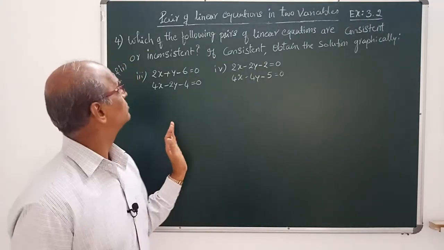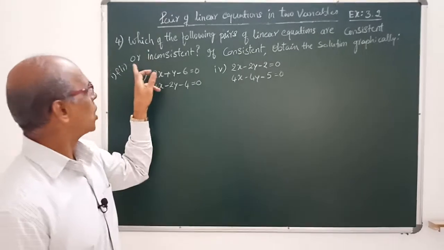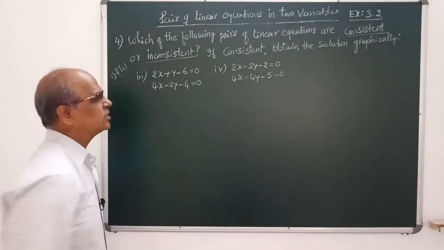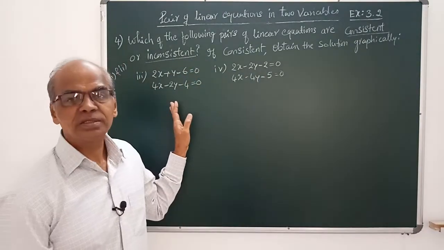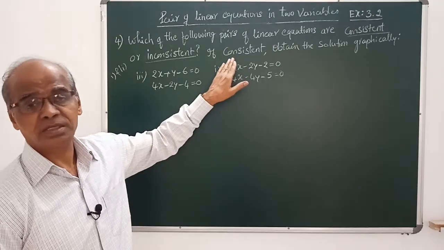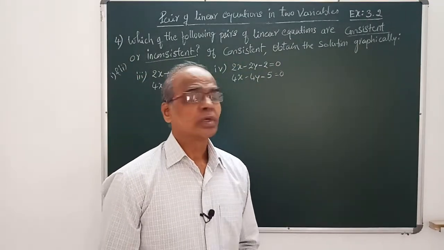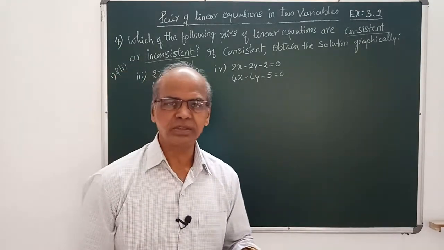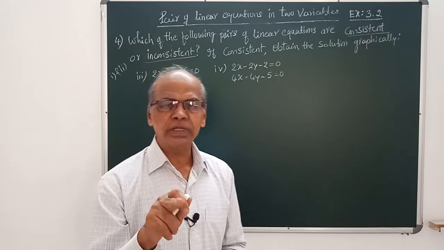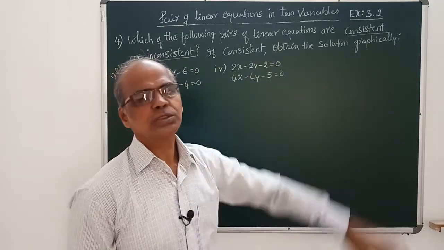So, what the question says: which of the following pairs of linear equations are consistent or inconsistent? First of all, we have to see whether the given pair of linear equations are consistent or inconsistent. We have to prove it first. Then the second part of the question is, if consistent, obtain the solution graphically. Among four, some may be consistent, some may not be consistent. We have to prove it first whether they are consistent or not.